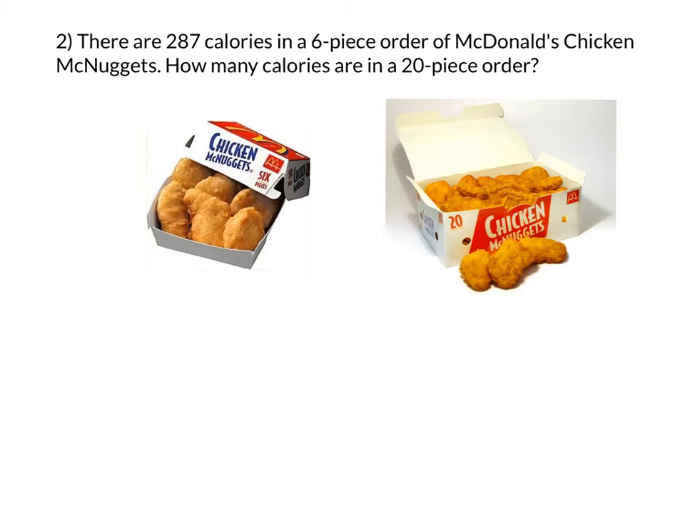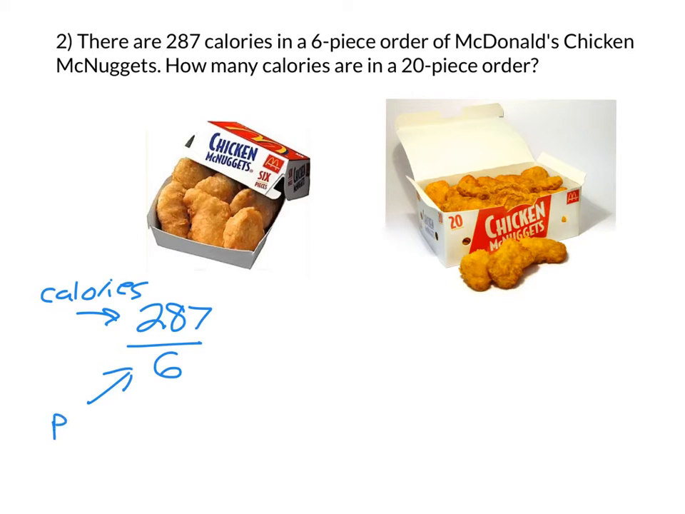All right, let's look at example 2. There are 287 calories in a 6-piece order of McDonald's Chicken McNuggets. How many calories are in a 20-piece order? So we can write our ratio of calories to pieces, 287 over 6. We have how many calories in the numerator, and we have the pieces of chicken in the denominator.